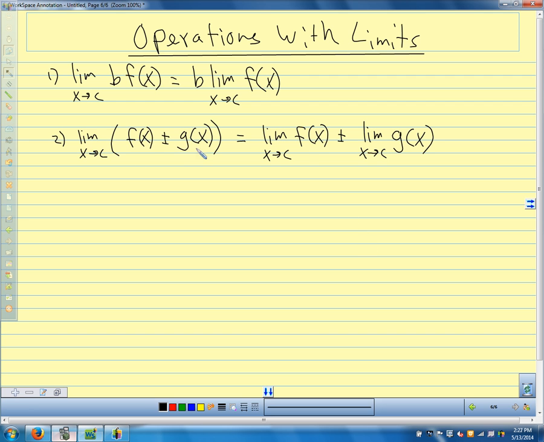So if my function is made up of adding several functions together, I can take the limit of each function separately, and add or subtract those. We can do the same thing with a product. The limit as x approaches c of f of x times g of x is just the product of the limits.